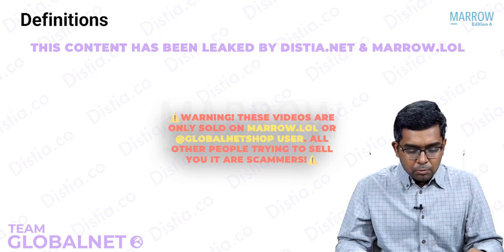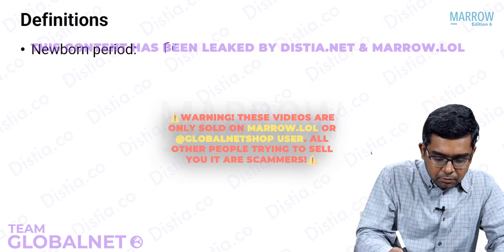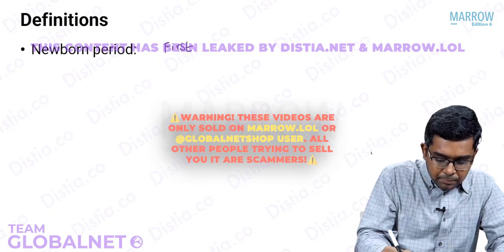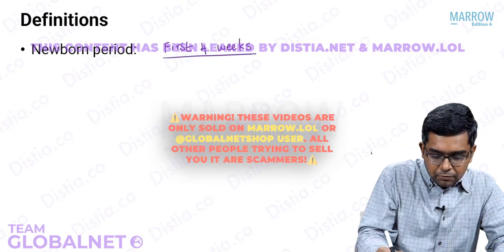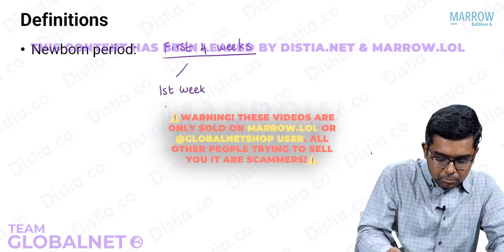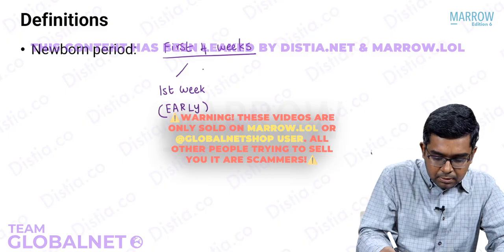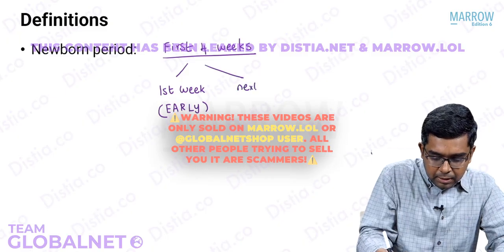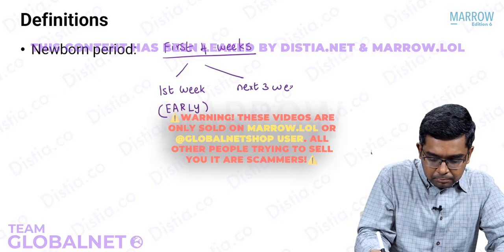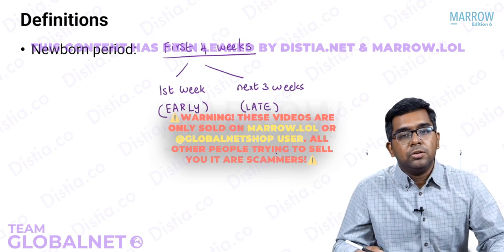We will start with what is called the newborn period. We all know that the first 4 weeks after birth is what we call the newborn period. And in the first 4 weeks, the first week is defined as the early newborn period, and the next 3 weeks are defined as the late newborn period. This is a subdivision in the newborn period itself, called early and late newborn period.